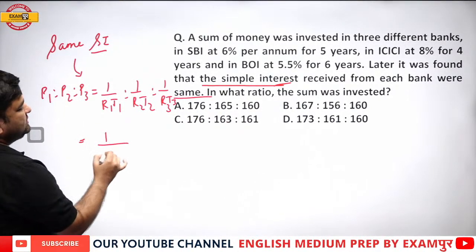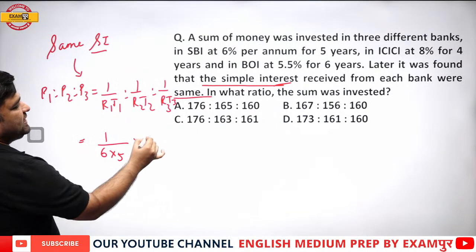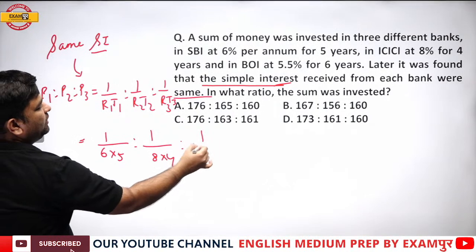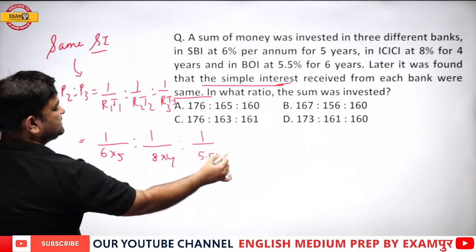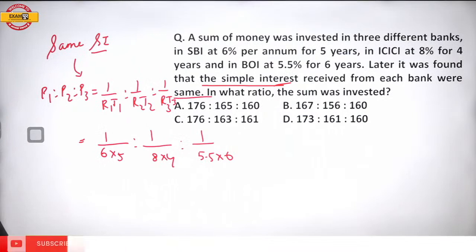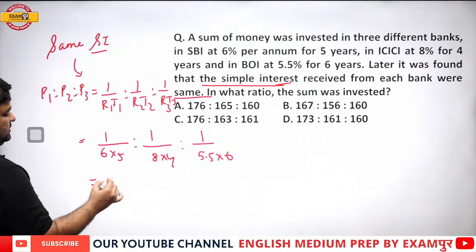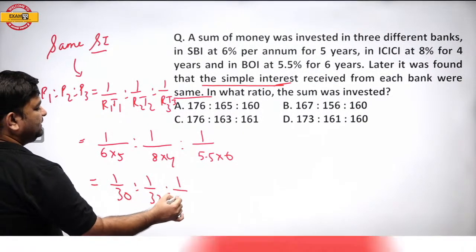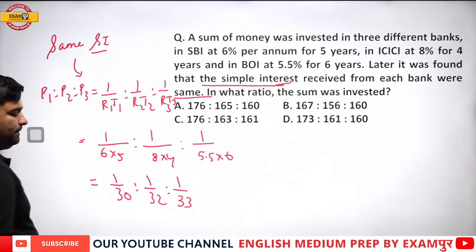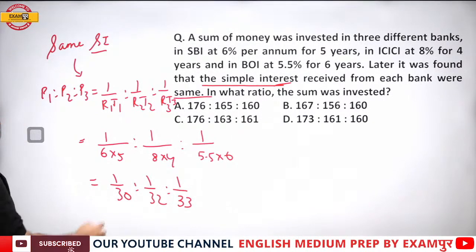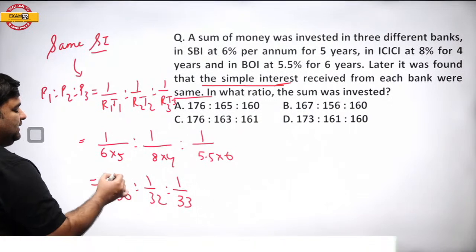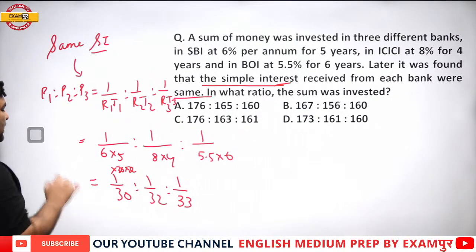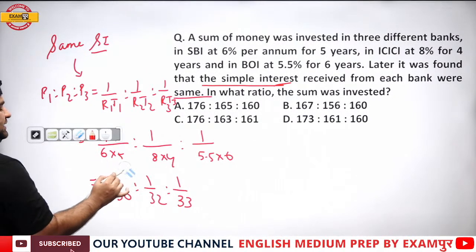First rate 6 for 5 years. Second rate 8 for 4 years. Third rate 5.5 for 6 years. Do you want to simplify anything or not? 1 by 30, 1 by 32, 1 by 33. Multiply everything by 30 into 32 into 33. Or you can do the hide and seek as well.